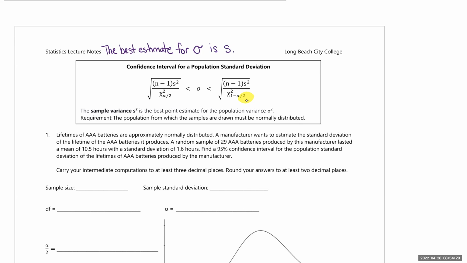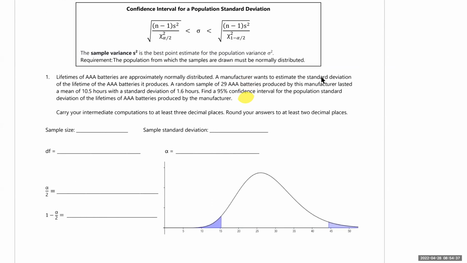All right, so we're trying to get an estimate for variation in a characteristic. And we're going to take this example of batteries. So it says lifetimes of AAA batteries are approximately normally distributed. So in order to use the process we're about to go through, we have to know that the variable itself is normal. So remember, a normal distribution is a bell curve.